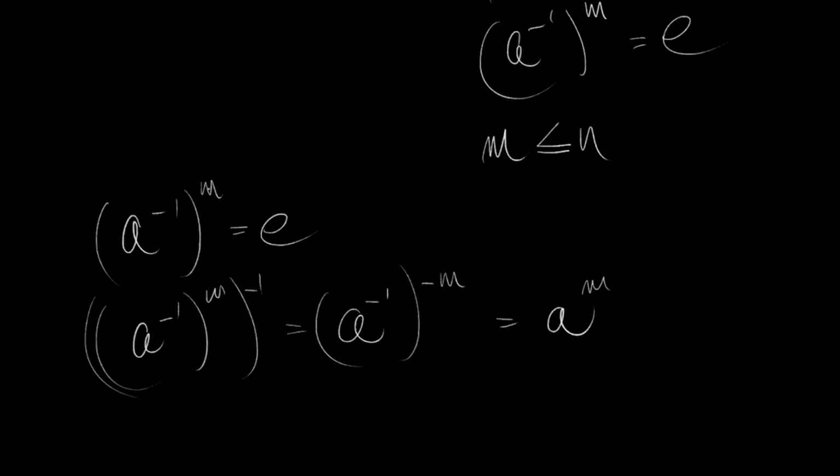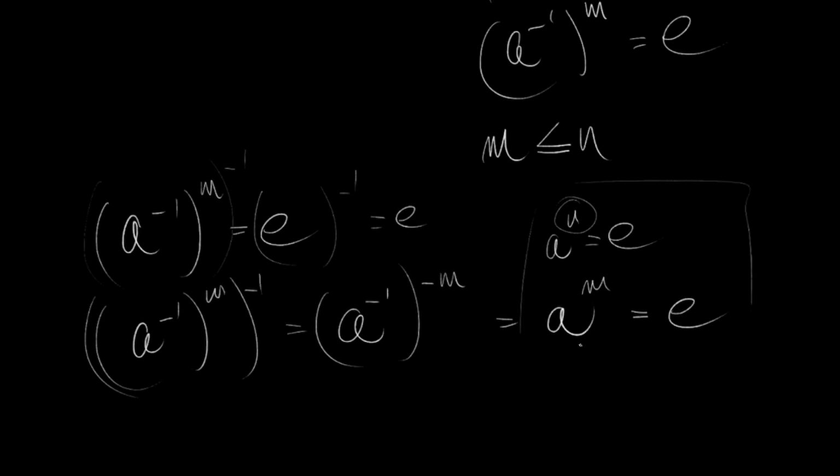Now, still like before, if we take the inverse of this, then it's like taking the inverse of the identity, which is still equal to the identity. So this is equal to the identity. By an analogous argument, remember that the order of a was n, so a to the n equals the identity, and n was the smallest integer that makes this true.